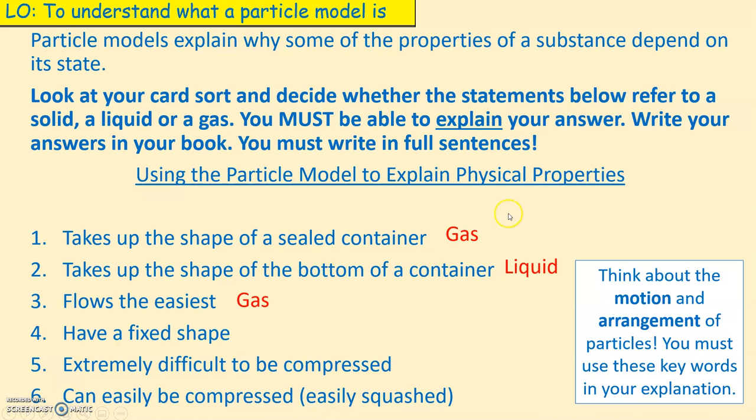Gas is light, so it's going to flow the easiest. Okay, and which one has a fixed shape? What do you think? Solid. Okay, and then the next question is asking you, which one is extremely difficult to compress? And that will be solid again. And which one can easily be compressed or easily squashed? And that is gas. It's hard to actually compress a liquid, honestly.